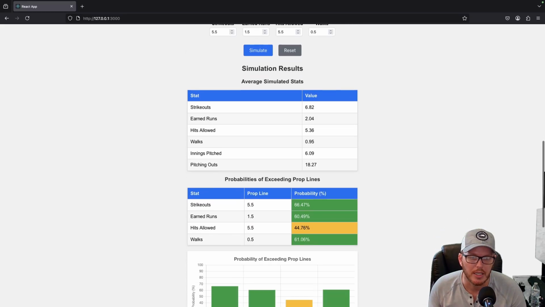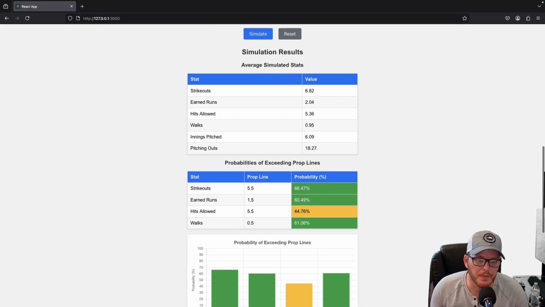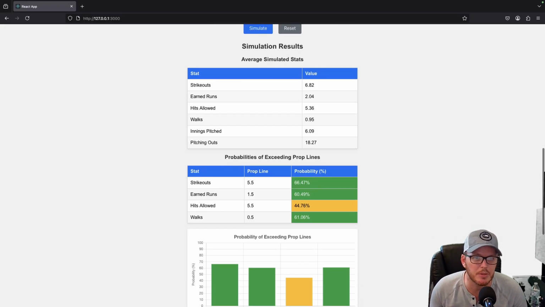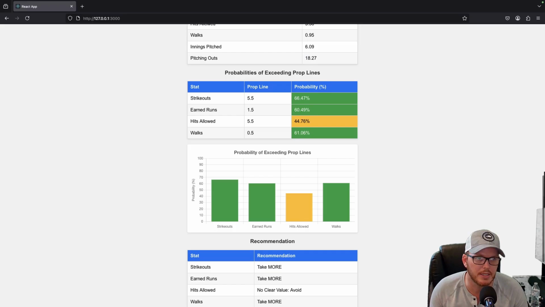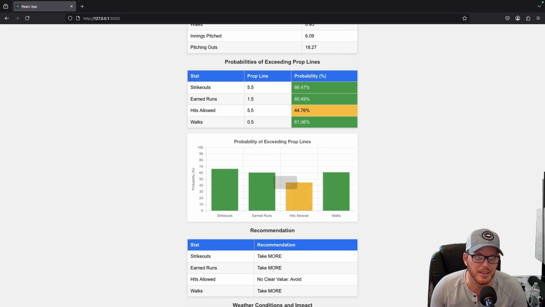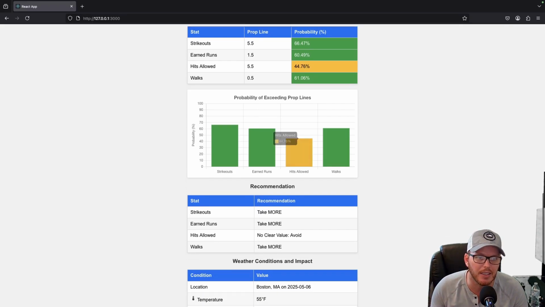So on average, in 10,000 runs, he's going over 5.5 strikeouts 66% of the time, 60% of the time over earned runs, 61% over that half a walk, which is a goblin. Hits allowed 5.5, there's no clear value, as you can see, avoid. We would take more over the Ks, more earned runs, more walks, but we want to take the highest probability once again, which is his 5.5 Ks, and it is a full payout.